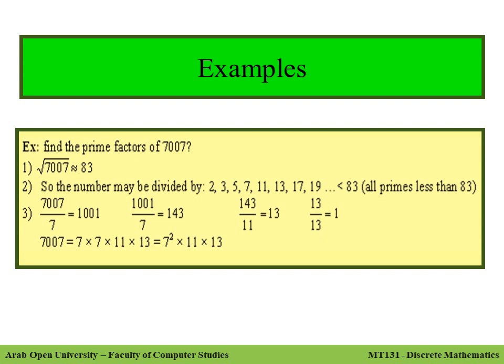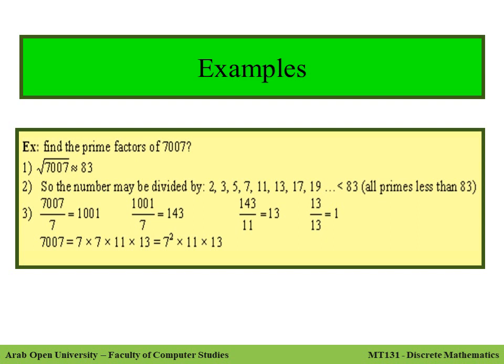7007 divided by 7 is equal to 1001. So here is our first factor. Now the quotient here may still be divisible by 7. So we divide again by 7. 1001 divided by 7 is equal to 143.